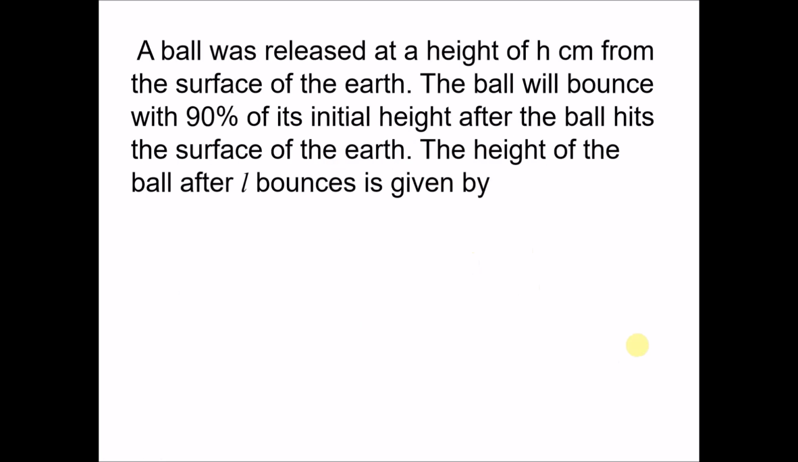For the last example, we're looking at a real-life problem. A ball was released at a height of h centimeters from the surface of the Earth. The ball will bounce with 90% of its initial height. So after it is released and it bounces, it will only reach 90% of the initial height after the ball hits the surface of the Earth. The height of the ball after L bounces, where L represents the number of bounces, is given by this. So after L number of bounces, the height will be this.